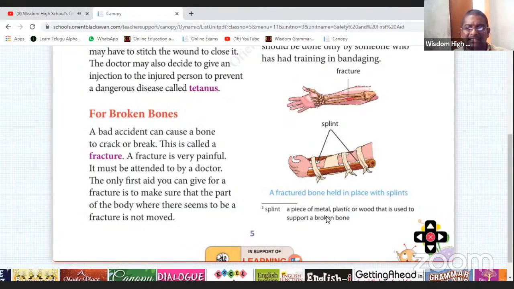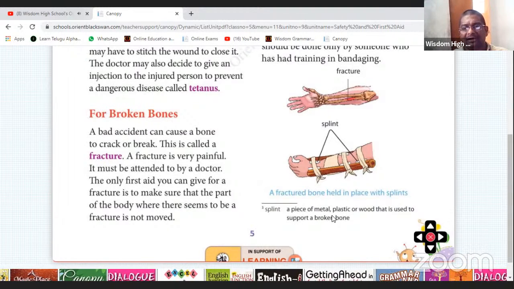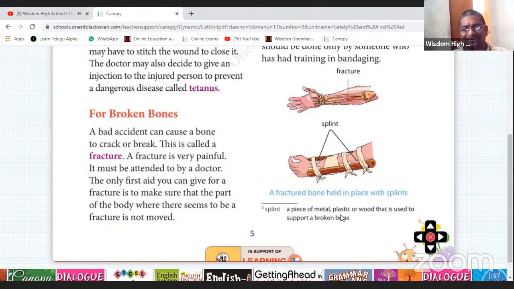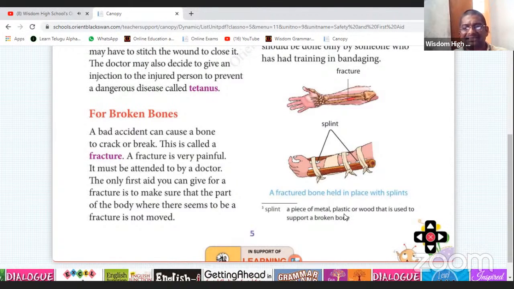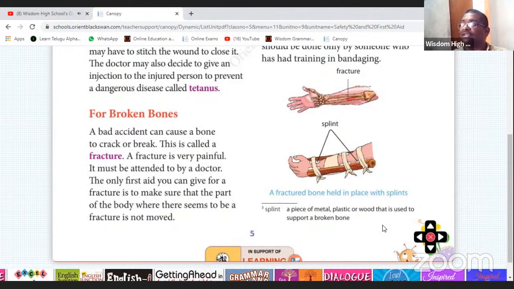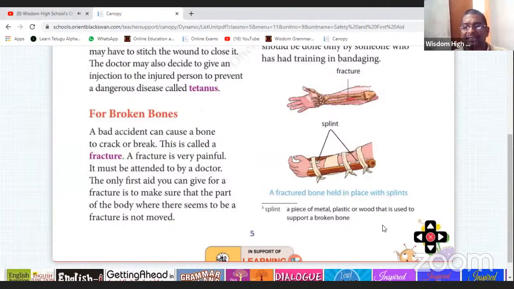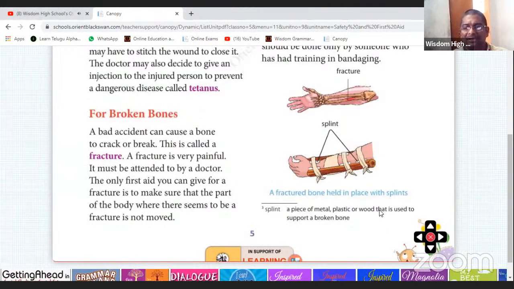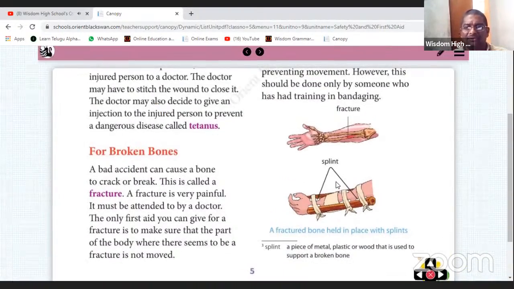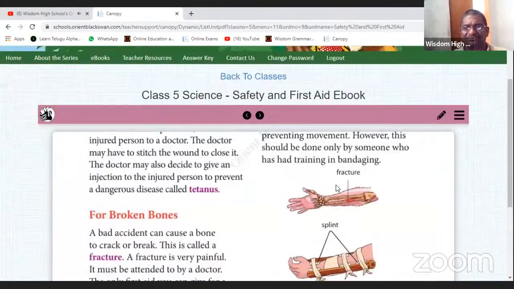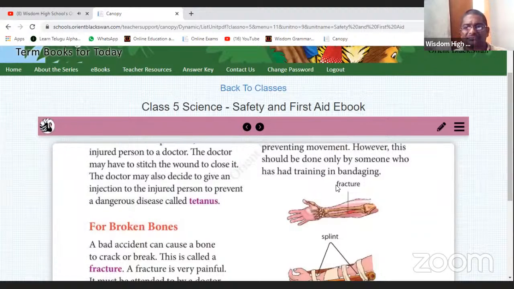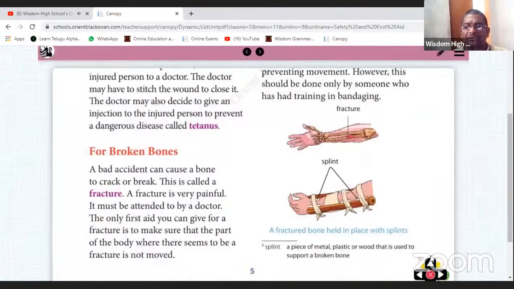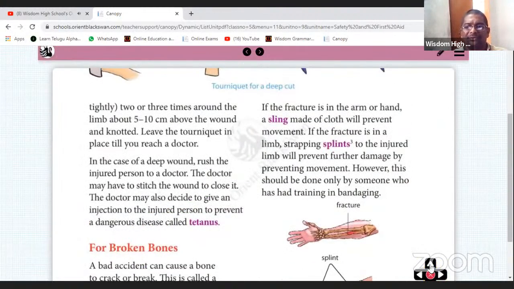Okay, you may use metal, or you may use plastic. A piece of metal, plastic or wood, which is used for supporting a broken bone, okay, dear children, concentrate, that is called a splint, okay.